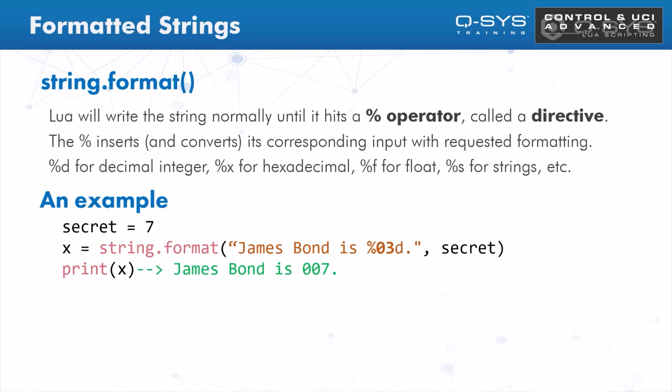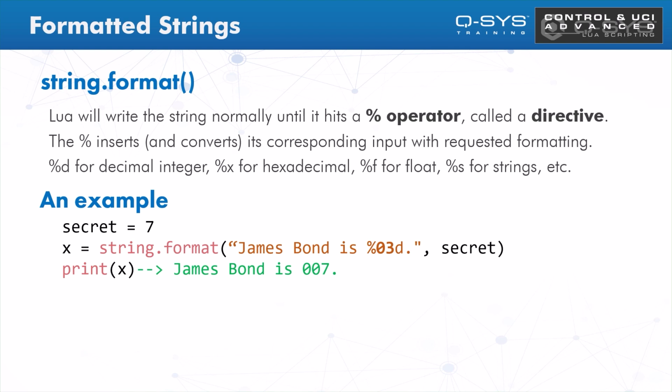Yar! So here's what we're going to do. There is the percent operator, which is called a directive. Basically, we are telling Lua, get ready, we're gonna do something weird. We're gonna pass in a variable to you and you need to take care of it appropriately. And so look at the example.